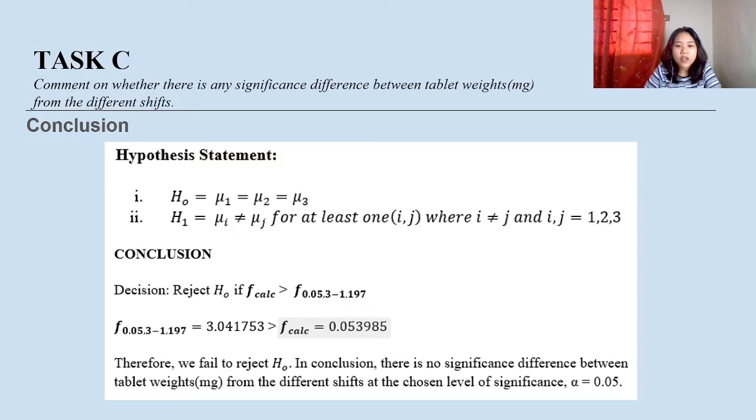Therefore, it is found that the F calculated is smaller than F at the significance level of 0.05, which is 3.041753. To conclude, we are unable to reject H0, so there is no significant difference between tablet weight from the different shifts when the significance level is 0.05.